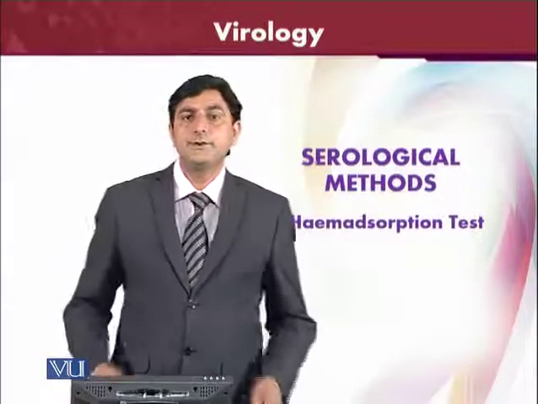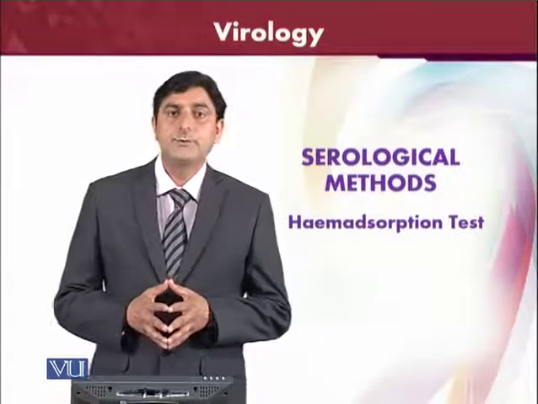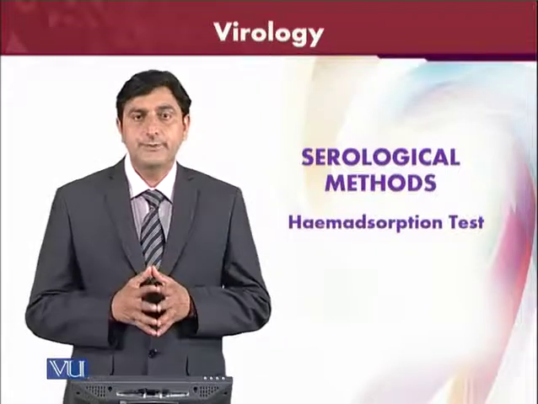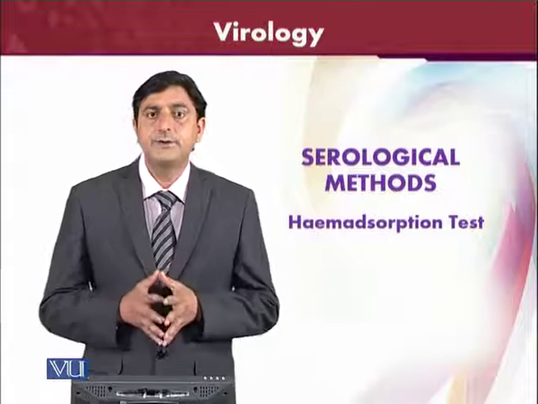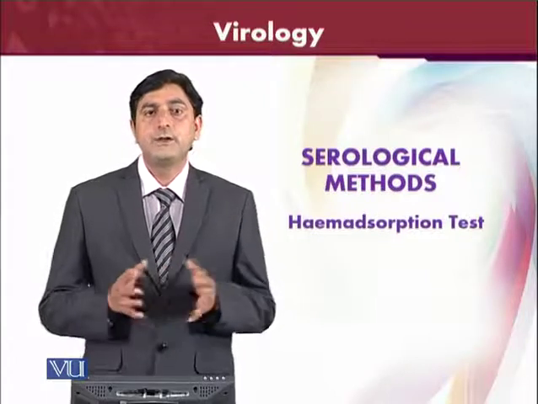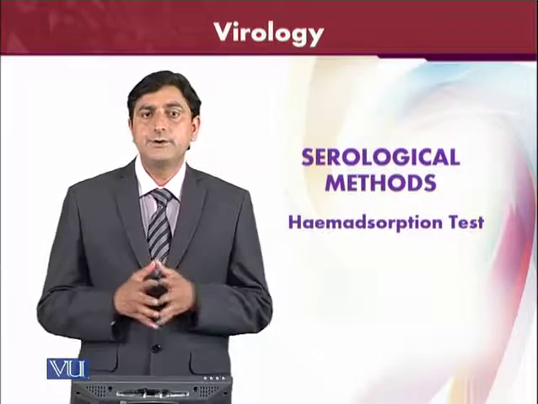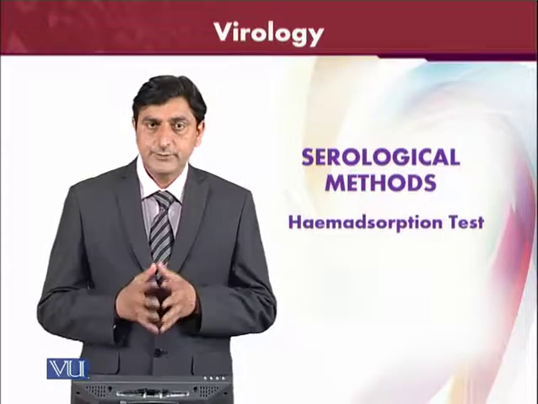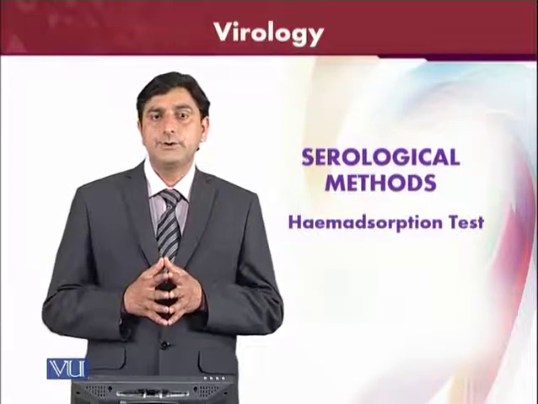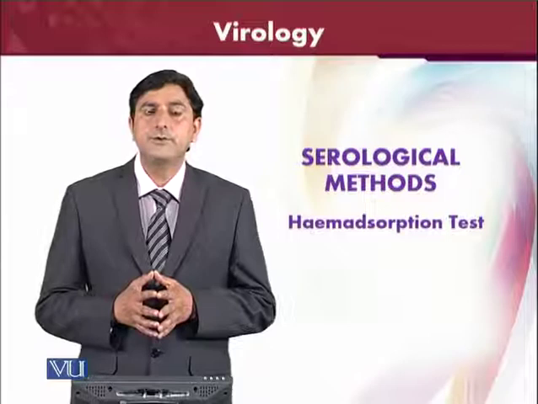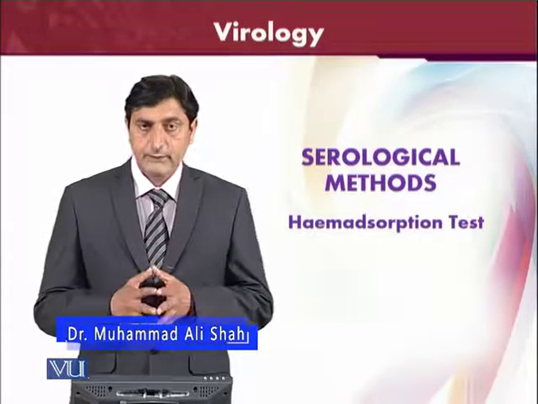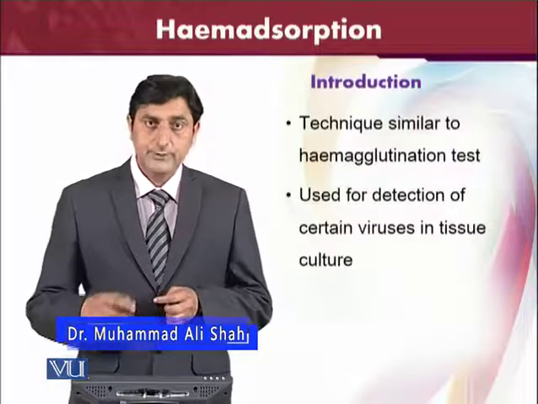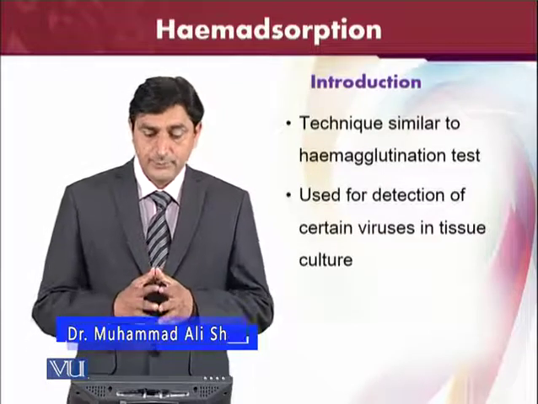Now continue with the serological test. There is one more serological test, which is the heme absorption test, and this heme absorption test is also based on the heme agglutinin protein. We have already studied the heme agglutination test, which is based on the ability of the viruses containing the heme agglutinin protein. The heme absorption test will also be based on the same protein, which is heme agglutinin protein.